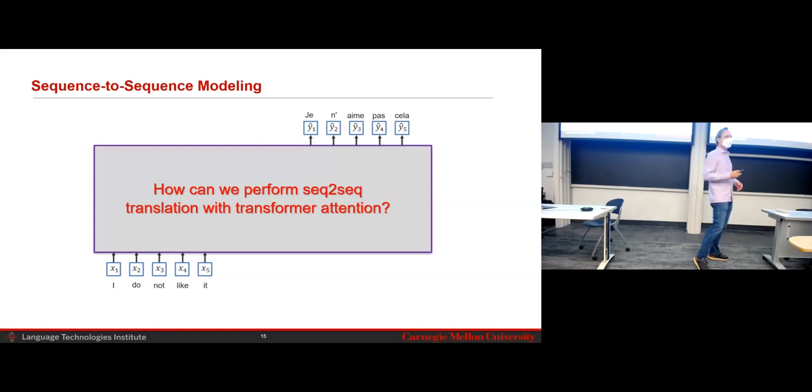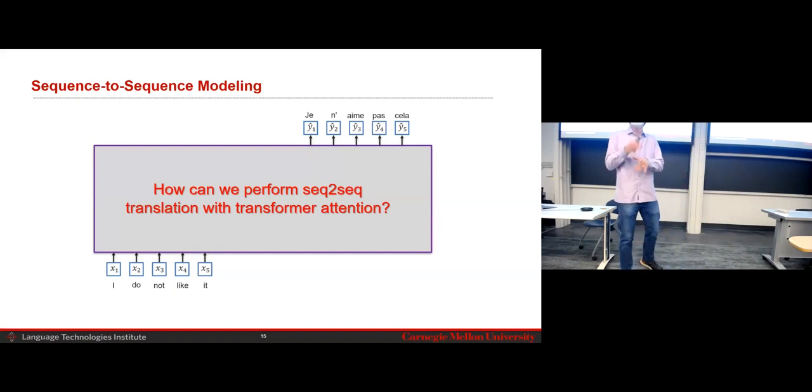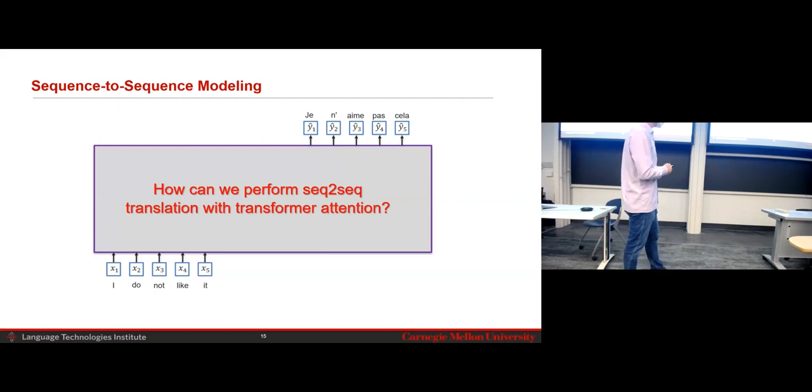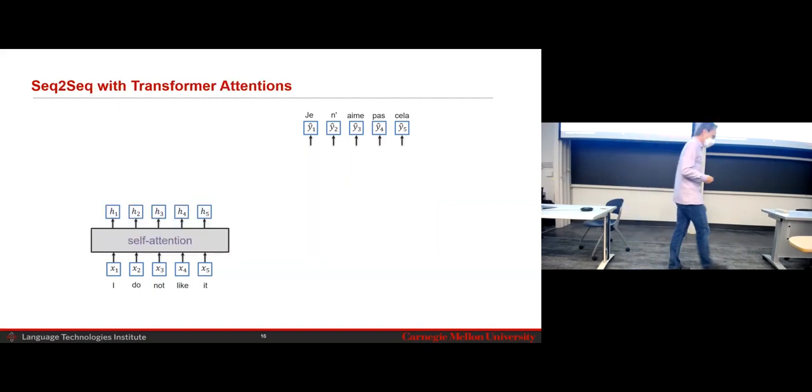So people were like, oh, you bring us a transformer where everything is connected with everything? Wait, wait, wait. I want to do things one token at a time. And so they did a little bit of trickery to replicate this idea of generating one token at a time. So, I do not like it. Je n'aime pas cela. Or je n'aime pas ça. And so how can you generate such a sentence?